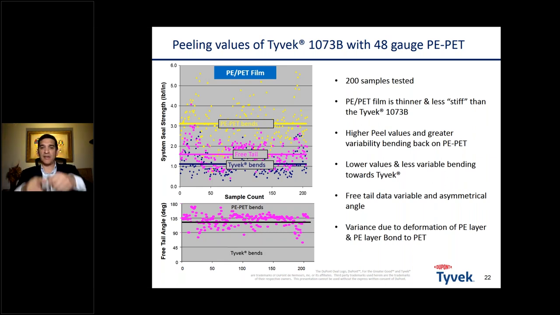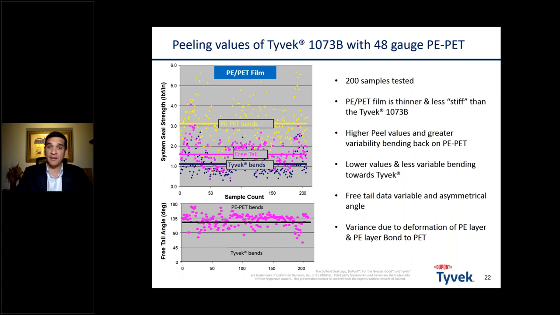When we're doing the free tail, the natural geometry of this will just peel, but then we also have a wide variation. And then when we go to the Tyvek side, it's a lot more consistent in terms of the data that we get back, because we are minimizing the amount of deformation that's occurring from the polyester side. Okay.